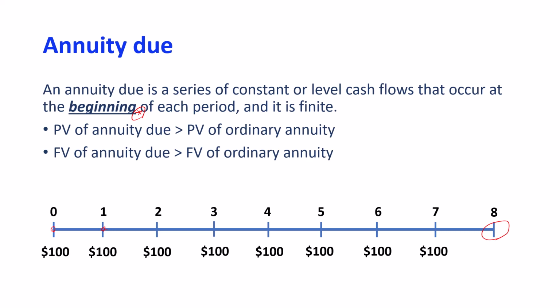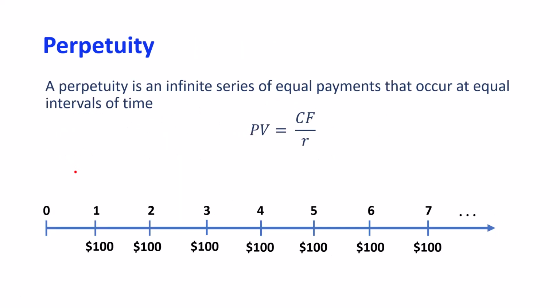Because the cash flows happen earlier in the life of the annuity rather than later, the present value of the annuity due is larger than the present value of the ordinary annuity. And of course, the future value of annuity due is larger than the future value of ordinary annuity. And it makes sense. For the sake of simplicity, let's look at the future value.